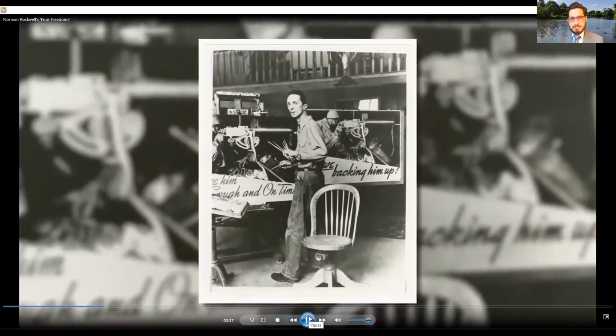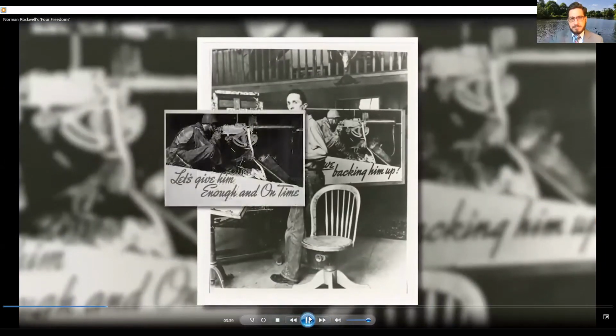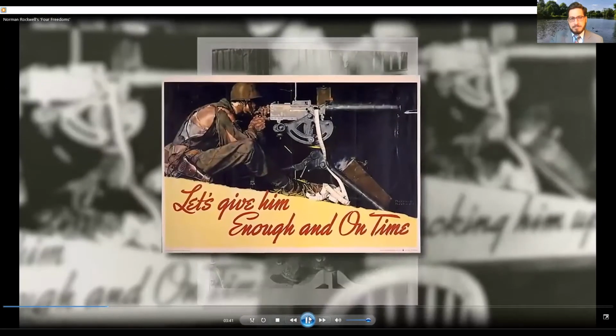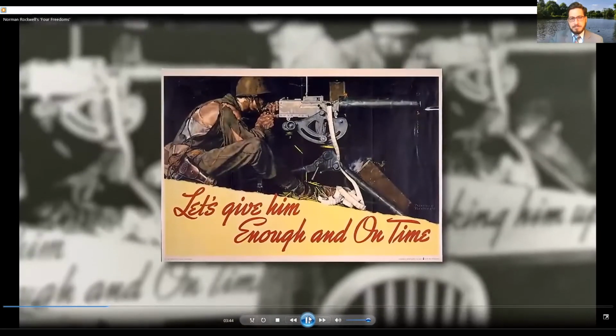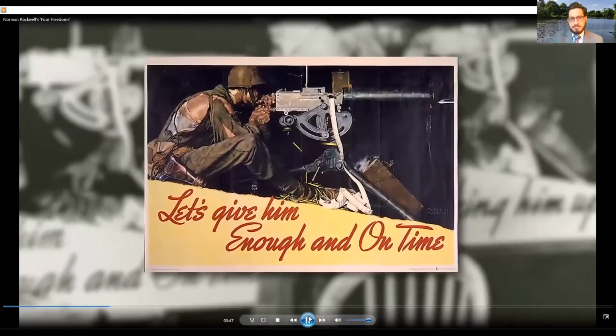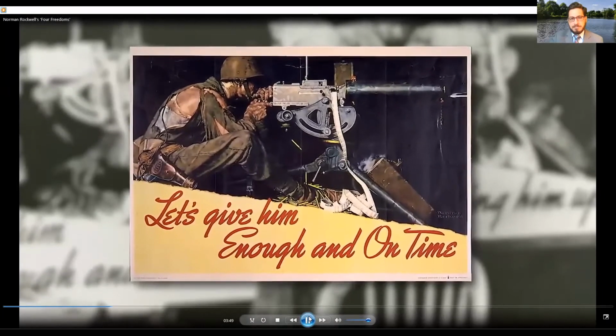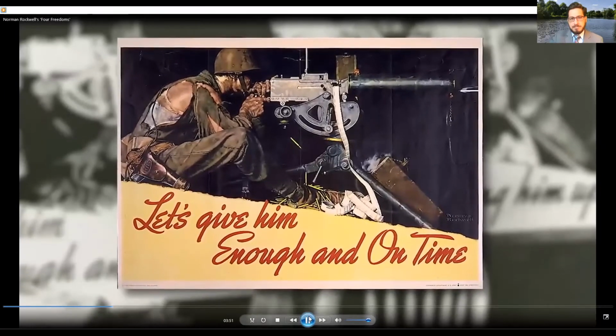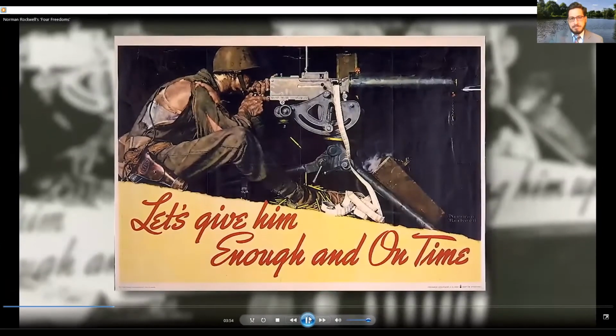In the spring of 1942, Norman Rockwell was working on a piece commissioned by the Ordnance Department of the U.S. Army, a painting of a machine gunner in need of ammunition. Posters of the gunner titled "Let's Give Him Enough and On Time" were distributed to ordnance plants throughout the country to encourage production. This illustration is the only image Rockwell ever painted of a person in battle.